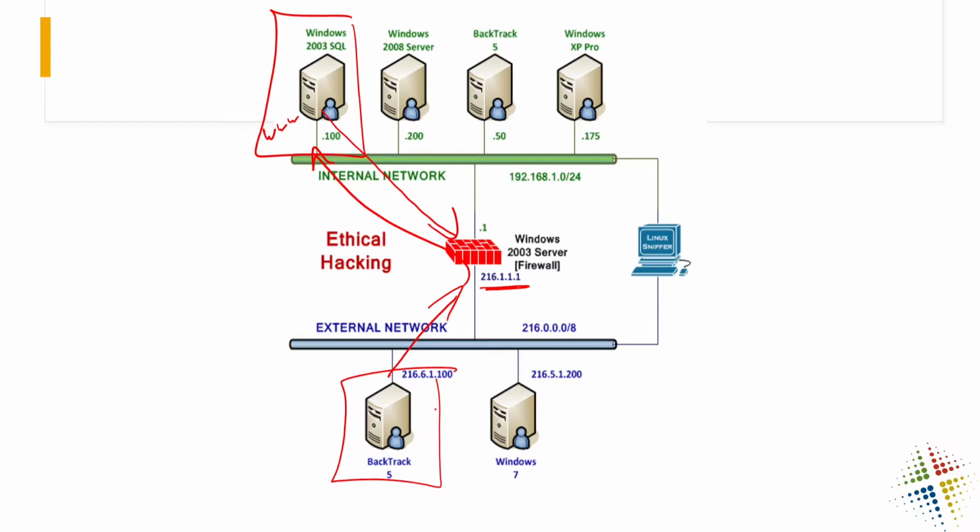So as long as we're able to find a vulnerability against that inside network or against that website, we then might be able to pivot that machine and use it to attack the other machines on the network. So let's see how that works. I'm going to go ahead and jump into that BackTrack machine.